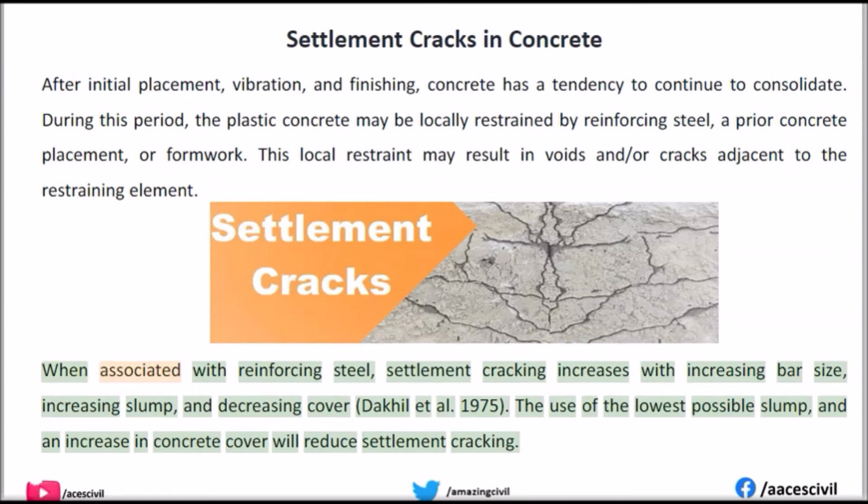When associated with reinforcing steel, settlement cracking increases with increasing bar size, increasing slump, and decreasing cover. The use of the lowest possible slump, and an increase in concrete cover will reduce settlement cracking.